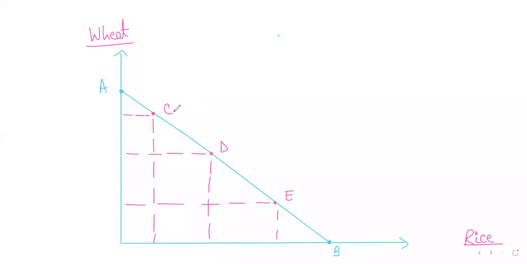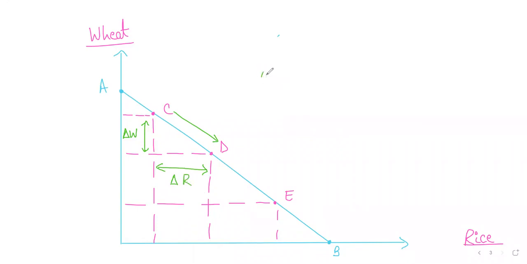You are giving up on Y to produce more X. How many units of Y do you have to give up on? You have to give up this many units of Y to get this many additional units of X, right? How do we calculate the opportunity cost if you're moving from C to D? So how many units of wheat did you give up to get this many additional units of rice?